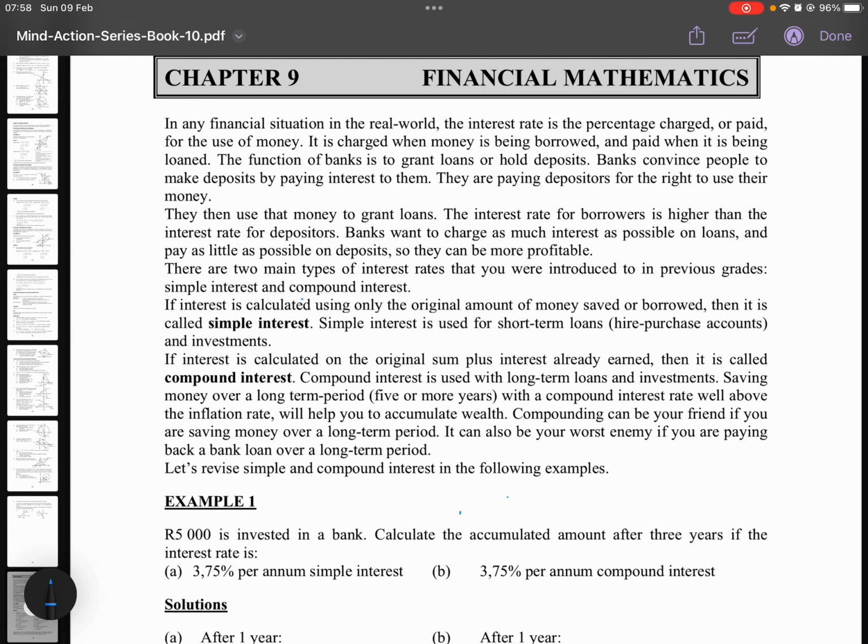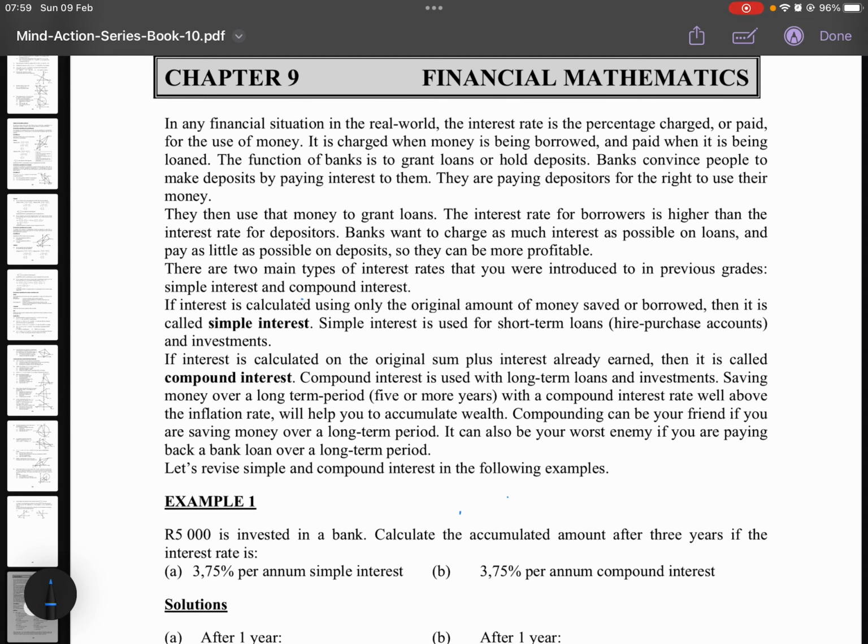So you invest in a bank, they pay you some portion, just to say thank you for allowing us to use your money. They then use that money to grant loans. So that's the same amount that they paid you for the right to use. They're going to take it and give someone a loan, right? Mind you, they are holding your money. They are using it also to give other people loans.